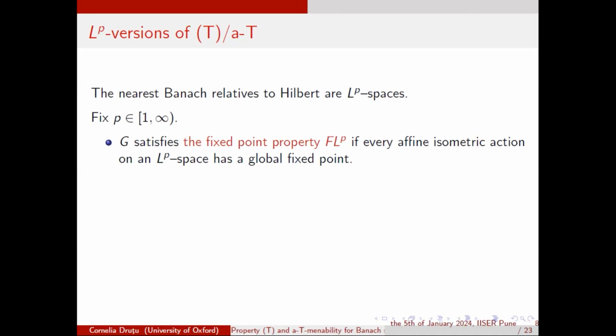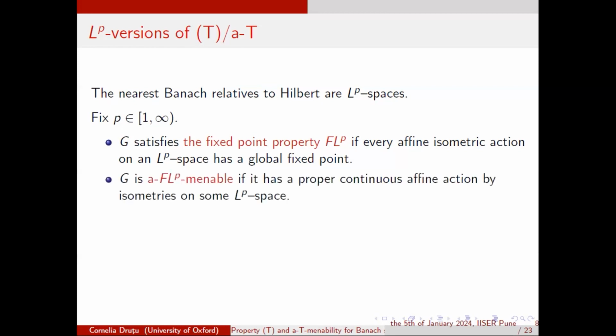The version of property T that appears in this case is that, for a fixed p, the group has the property that every action by metric isometries on an L^p space has a global fixed point. So that's property T, or FL^p. And at the opposite, we ask that the group has one proper continuous action by affine isometries on an L^p space, and we'll call this a-FL^p-menable.